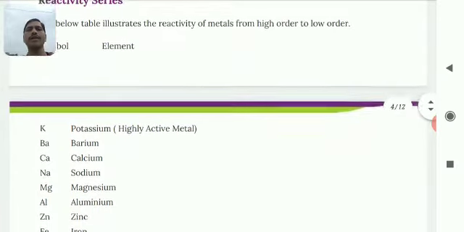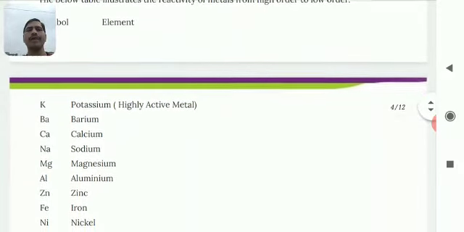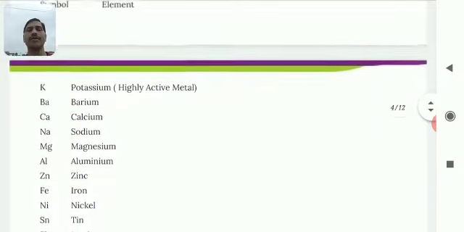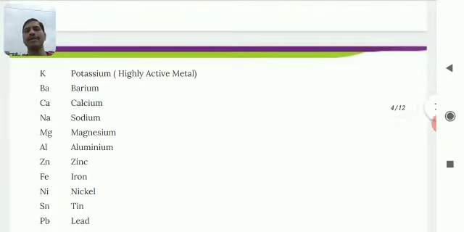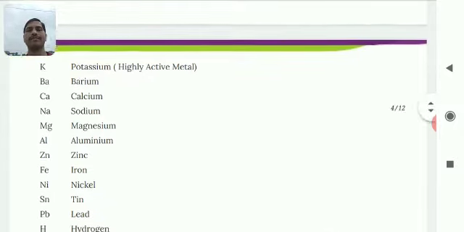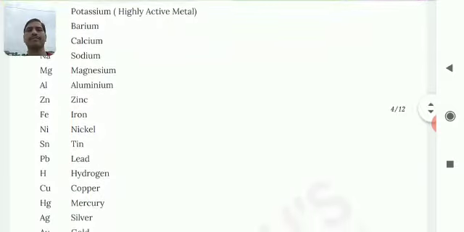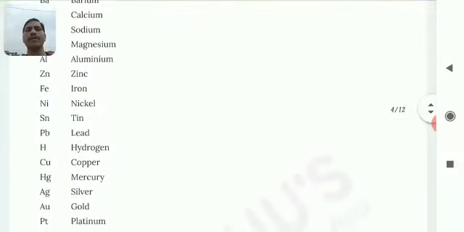In the series, potassium is highly reactive and is placed at the top of the reactivity series, and platinum is the least reactive, which is placed at the very last. You must note down this reactivity series in your notebook.